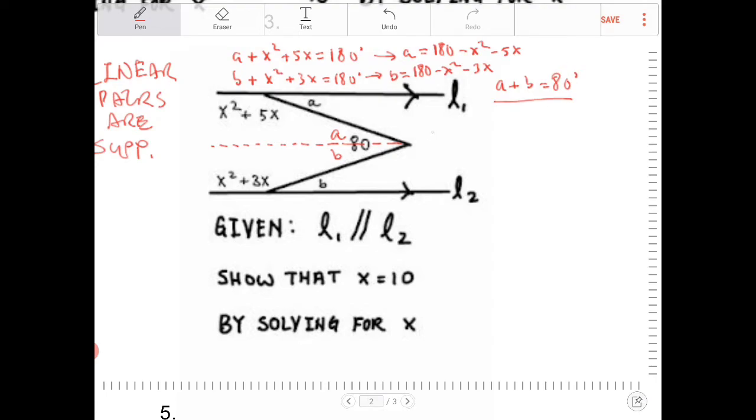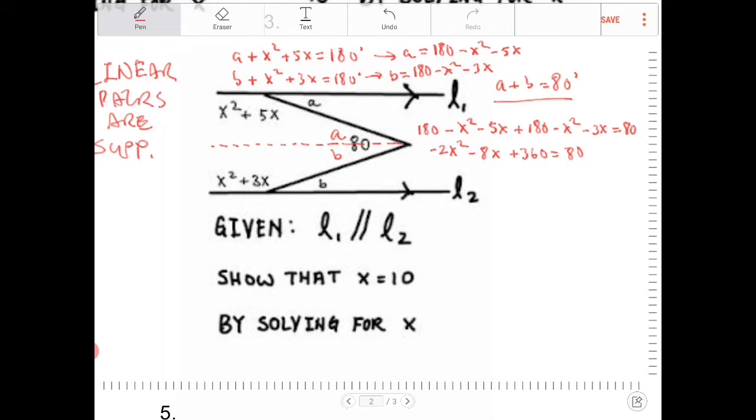So I can say 180 minus x squared minus 5x plus 180 minus x squared minus 3x is equal to 80 degrees. So what I'm going to do now is combine like terms wherever I see them, okay? On the left-hand side, I have negative 2x squared, and then negative 8x, and plus 360 is equal to 80.